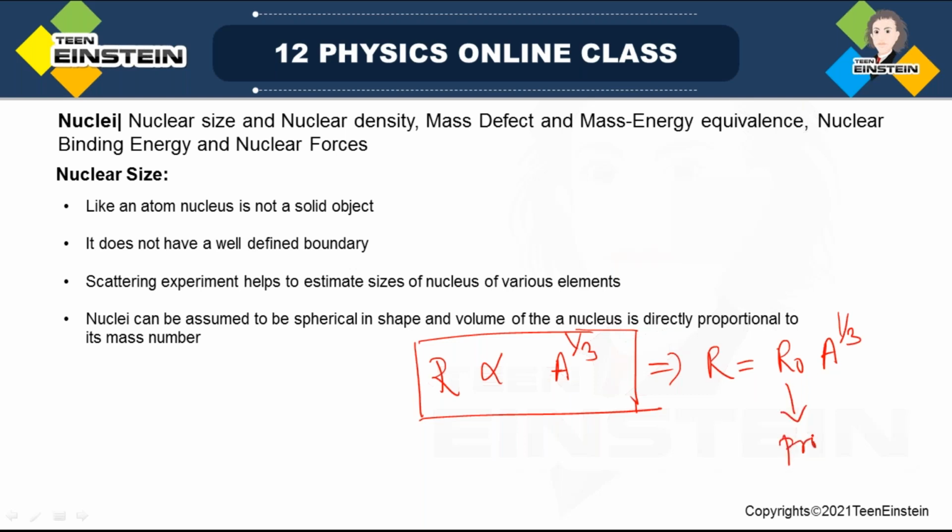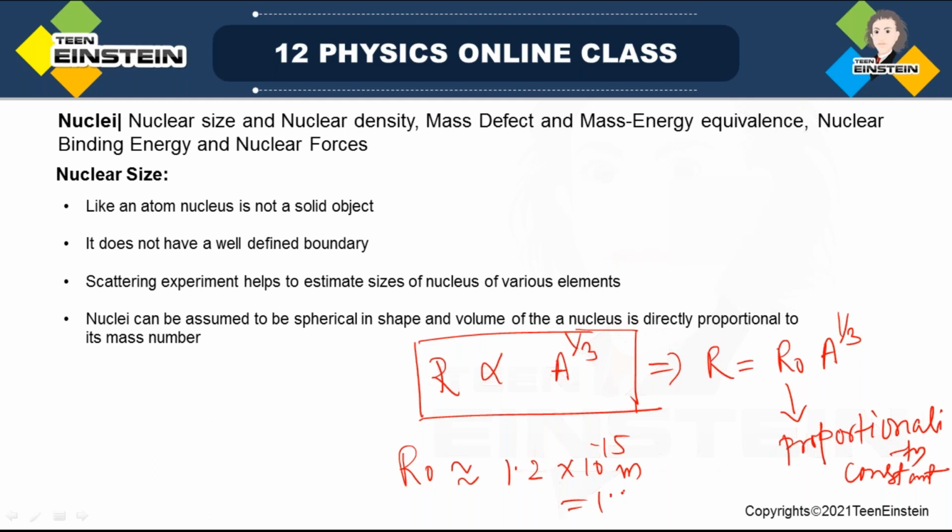If I write it in terms of an equation, R is equal to R0 A to the power 1 by 3, where R0 is the proportionality constant. It has a constant value, nearly 1.2 into 10 to the power minus 15 meter. That means 1.2 femtometer, fm.